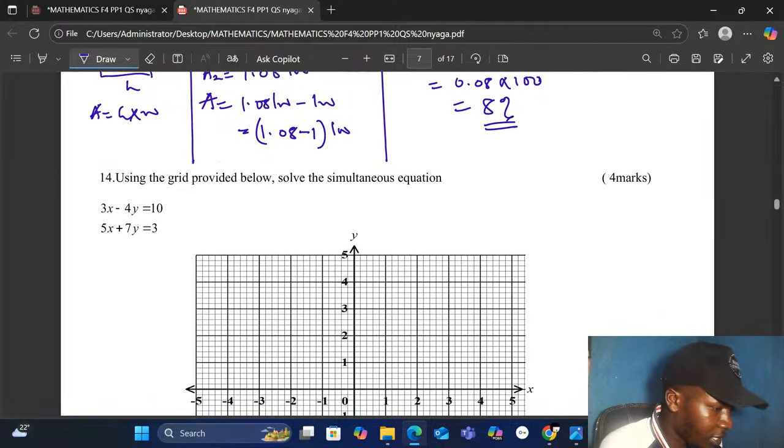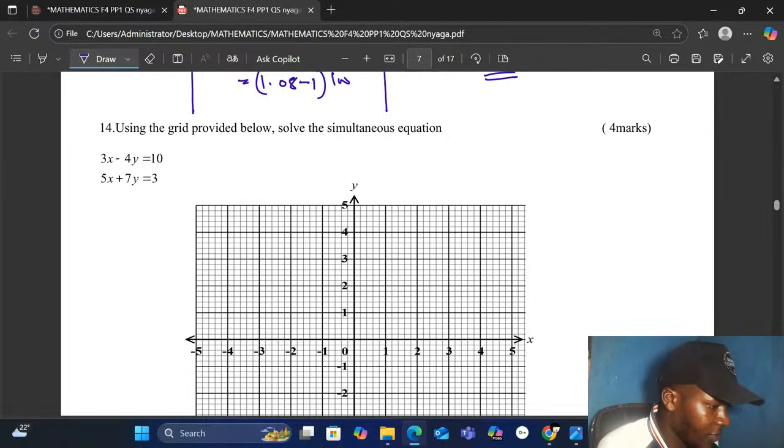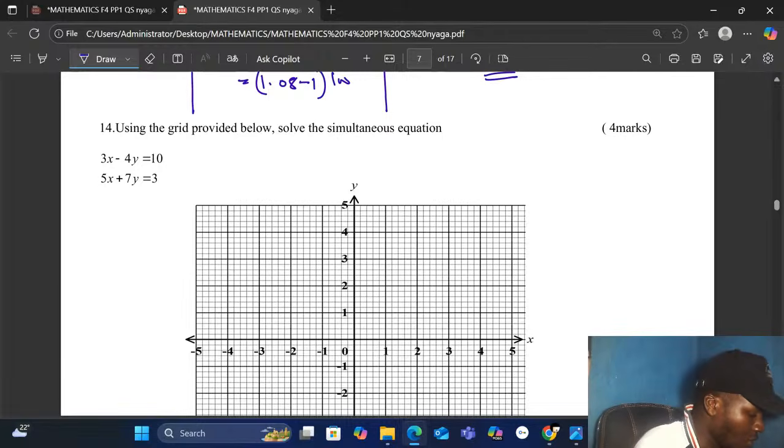Then we move to the 14th question. They're saying using the grid provided below, solve the simultaneous equation. Now this is the equation. The simultaneous equation is given.